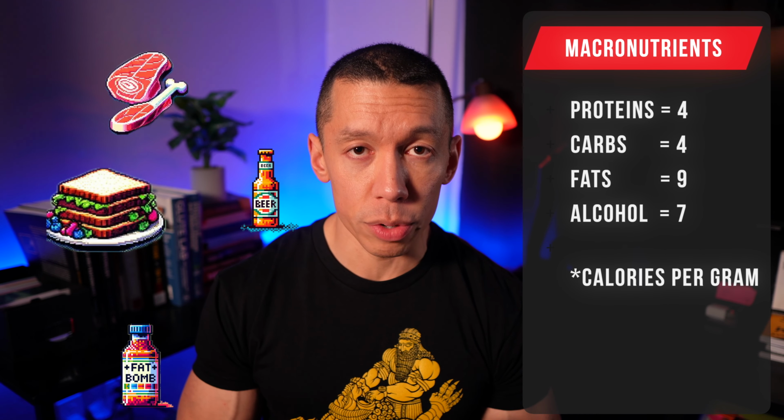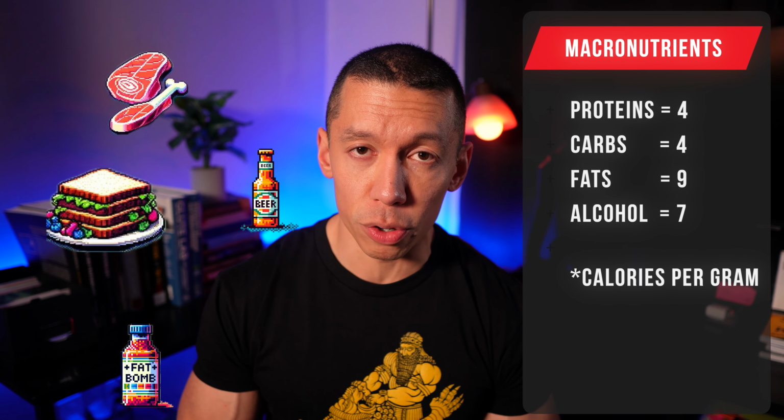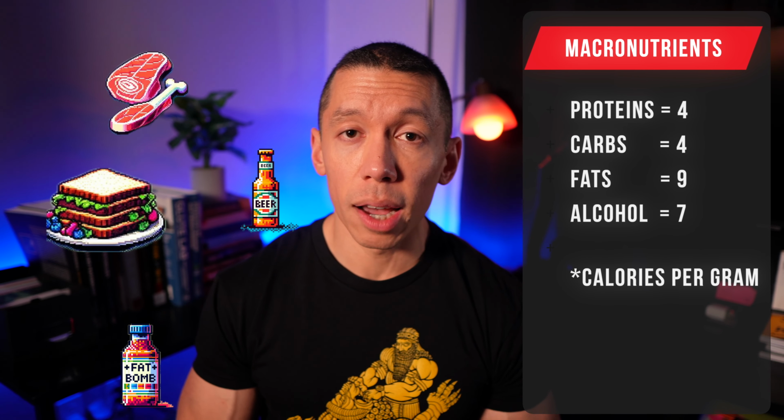Proteins have 4 calories per gram. Carbohydrates also have 4 calories per gram. Fats have 9 calories per gram, and alcohol has 7.